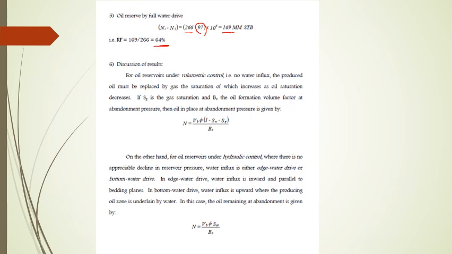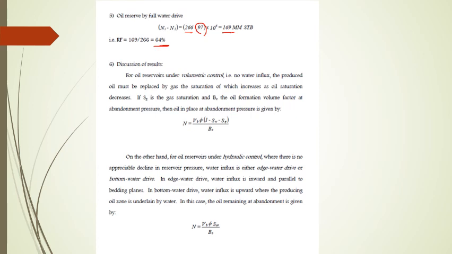The discussion of the results for oil reservoirs under volumetric control: with no water influx, the produced oil must be replaced by gas, the saturation of which increases as oil saturation decreases. If Sg is the gas saturation and BO the oil formation volume factor at abandonment pressure, then oil in place at abandonment pressure is given by the law N equals Vp times porosity times 1 minus Sw minus Sg over the formation volume factor of oil.